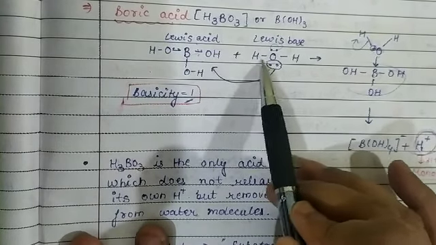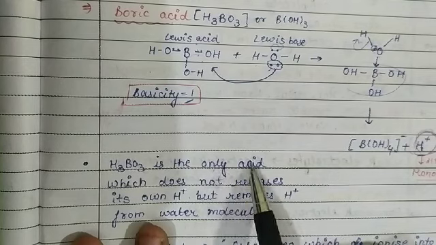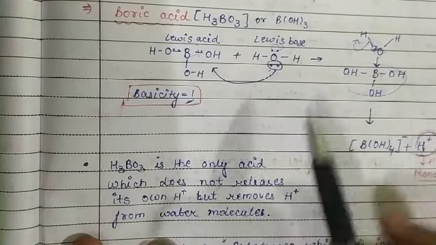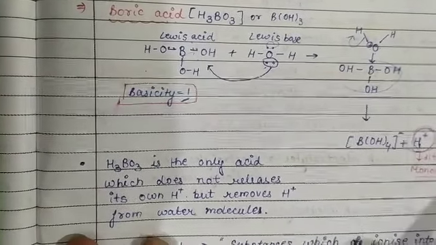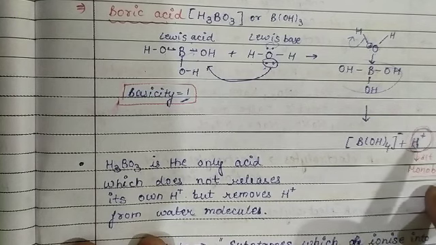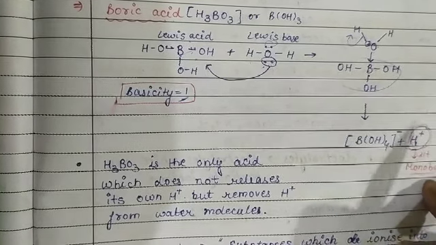The H plus ion is released by water. So boric acid is the only acid which does not release its own H plus ion but removes H plus ion from the water molecules. And basicity is 1, so boric acid is basically a monobasic acid. It is not a protic acid.